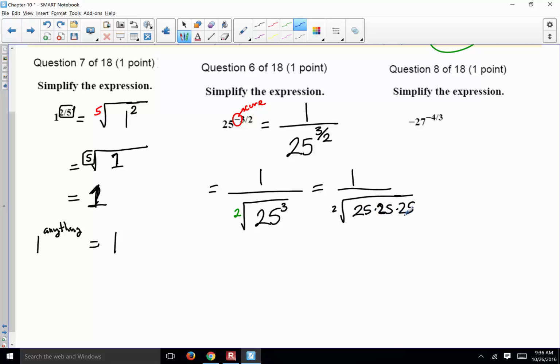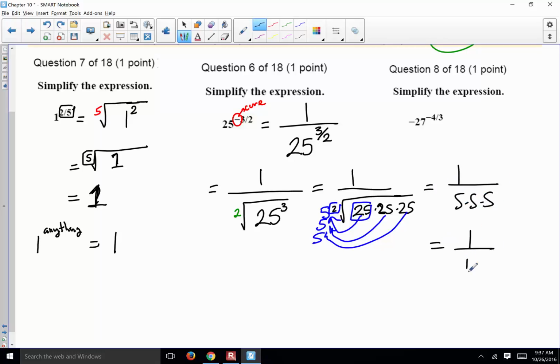They are identical, cloned, and they all wanna escape. Do they escape? Is there a number that multiplies itself to 25? This is square root. It multiplies itself to 25. Any number? 5. Any number multiplying itself to 25? Yes. This comes out as 5 as well. So this is actually 1 over 5, 5, 5, which is 1 over 125.